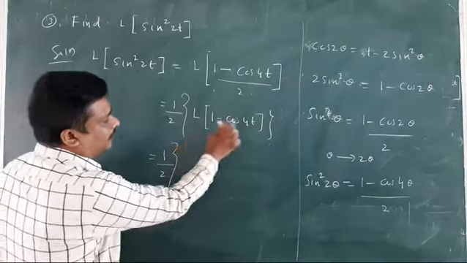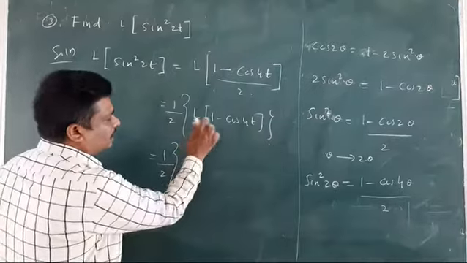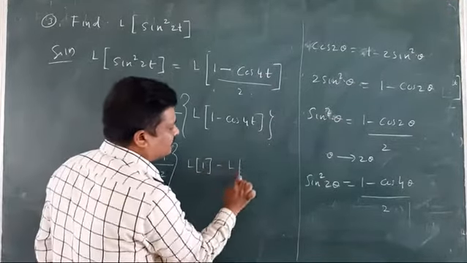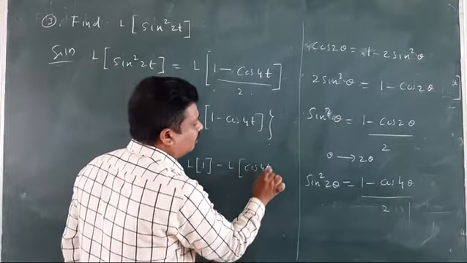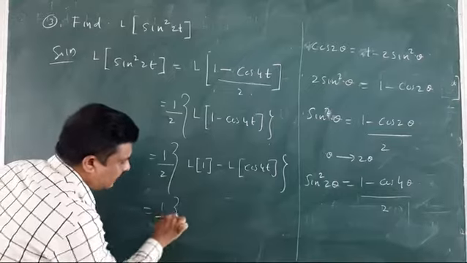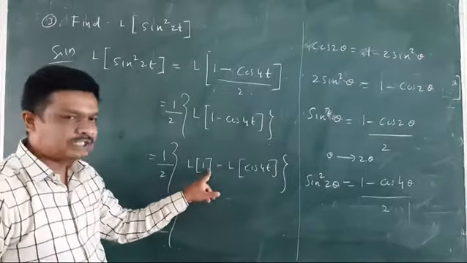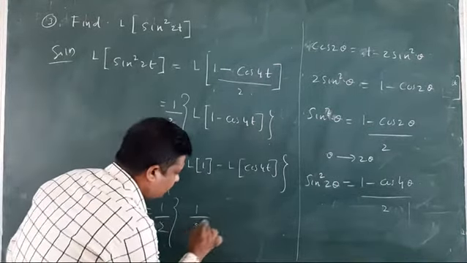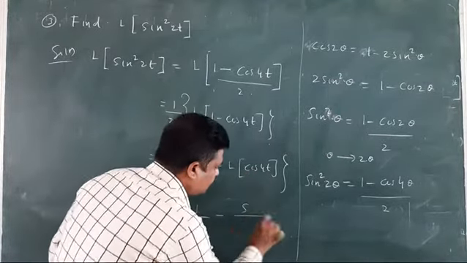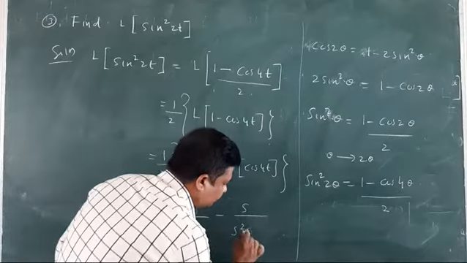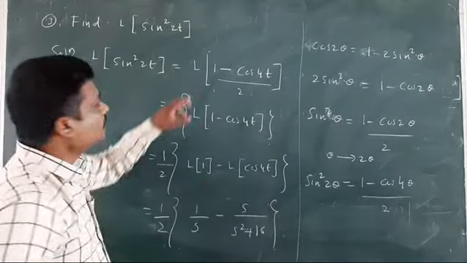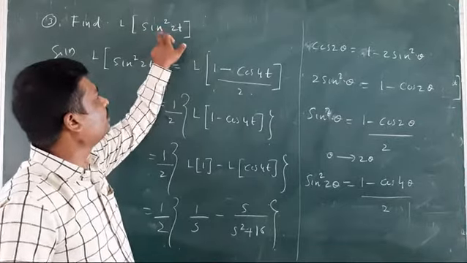Now I will apply the linear property here. Laplace transform of the first function minus Laplace transform of the second function. So this implies 1 upon 2 I will write as it is. We know that Laplace transform of 1 is 1 upon s, minus Laplace transform of cos 4t is s upon s square plus 16. So this is the answer for Laplace transform of sin square 2t.